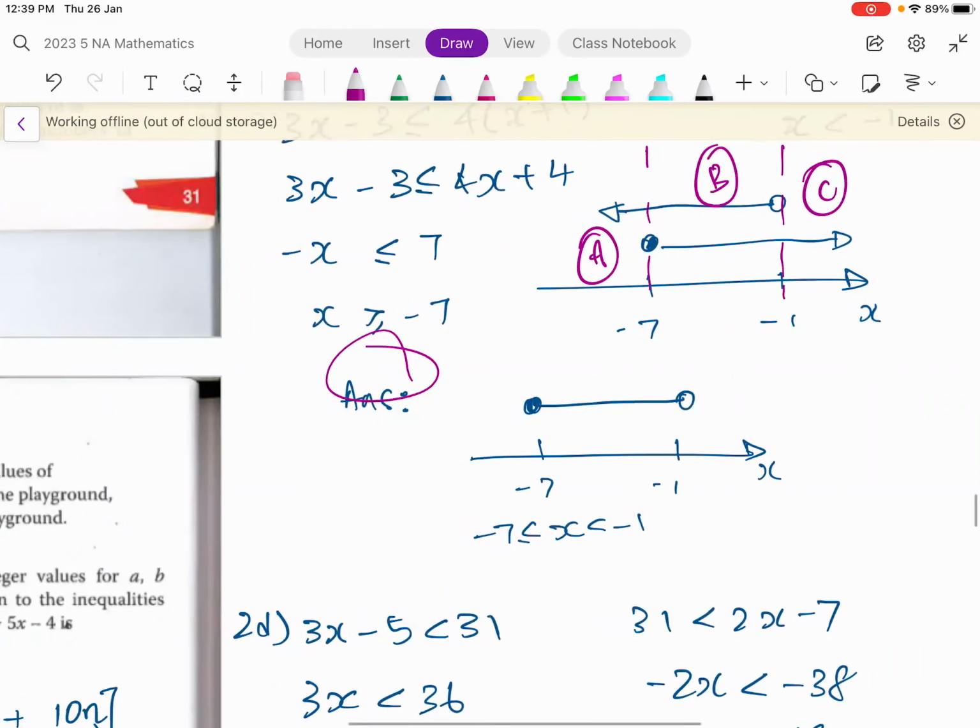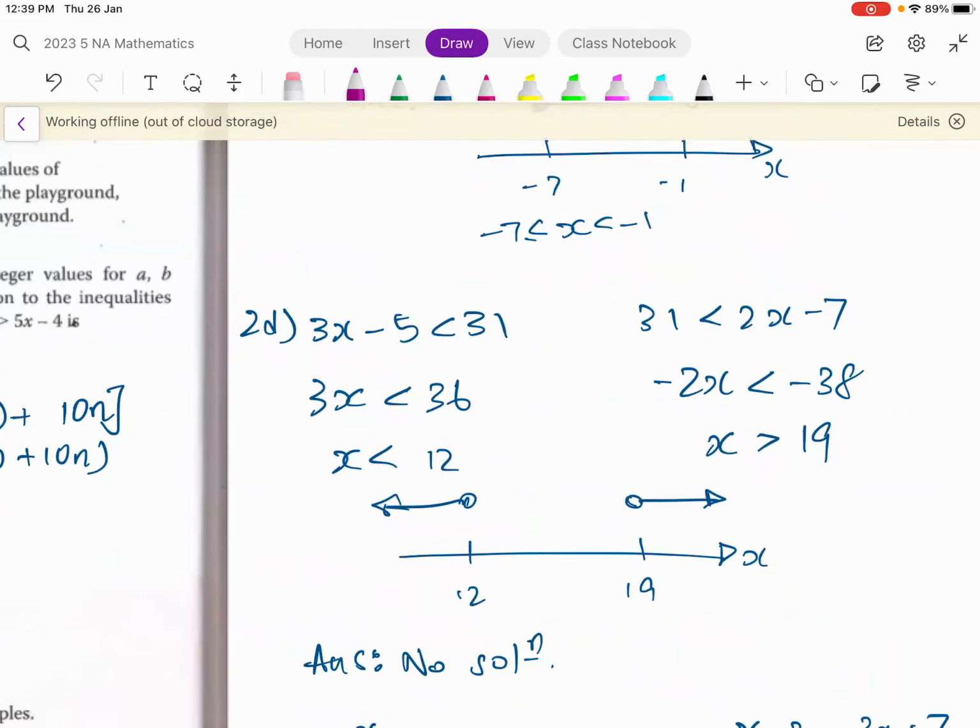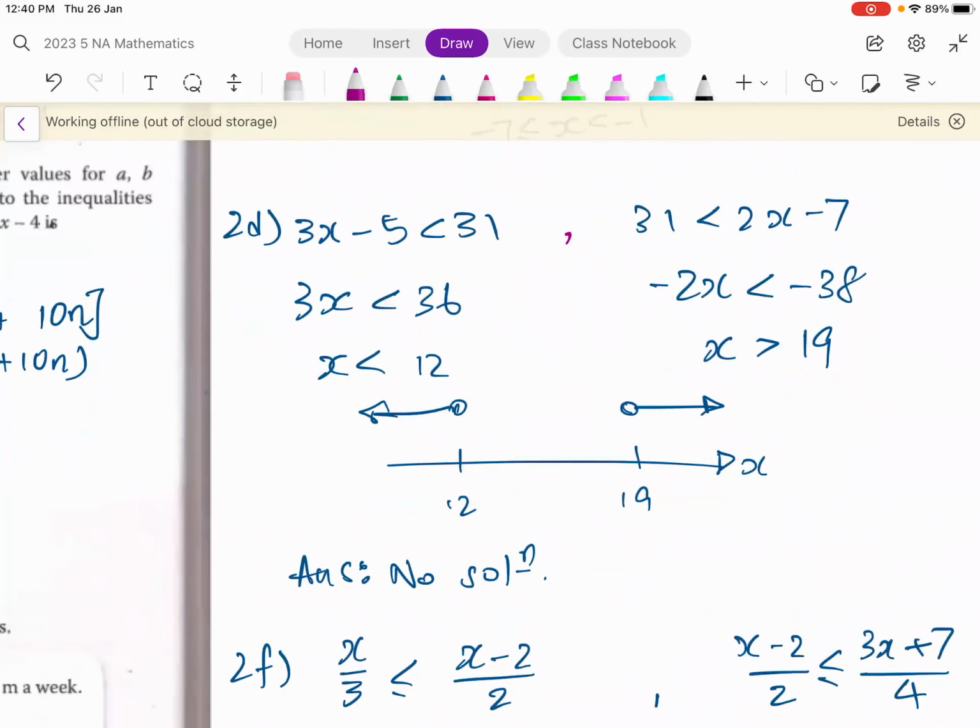Next one, question 2D. 2D was interesting because when you try and solve them independently, you end up with x less than 12. In other words, x is supposed to be less than 12. At the same time, x is supposed to be greater than 19. So if you look at our 3 regions, A, B, and C, is there any overlap? No overlap, no intersection. There's no solution to that. You can never find a value of x that will satisfy both the original inequalities simultaneously. Simultaneous means at the same time. You can't find a value of x that will satisfy both at the same time. So answer, no solution.